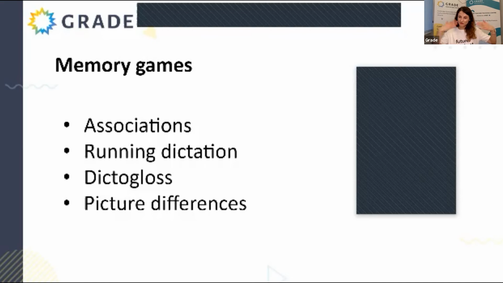Flip-flop. This is when you flip the cards, right? And you have to find the matching ones. Great. Thank you very much. Dictogloss. This is a kind of a bingo, right? Yes, running dictation as well.